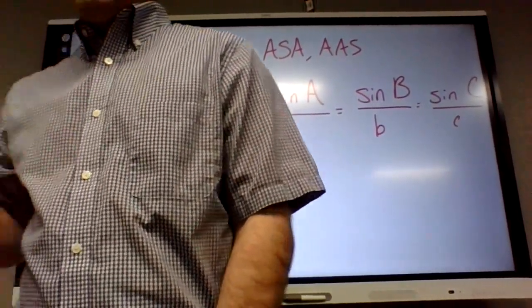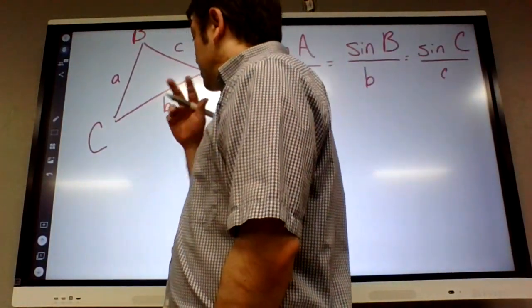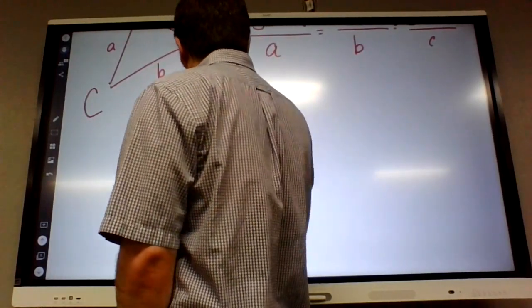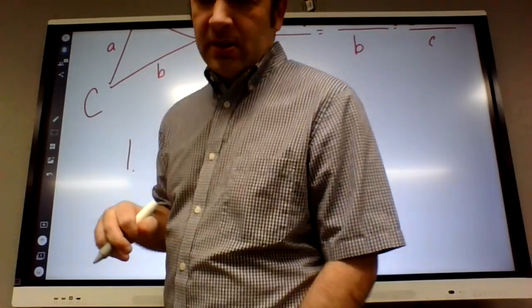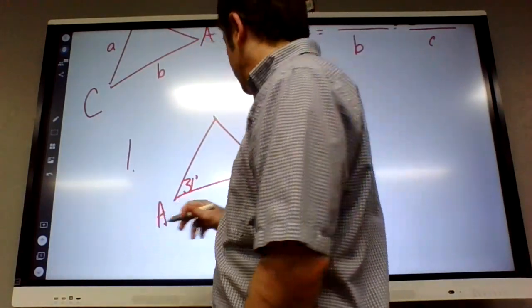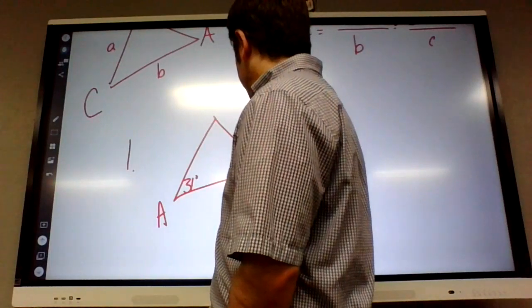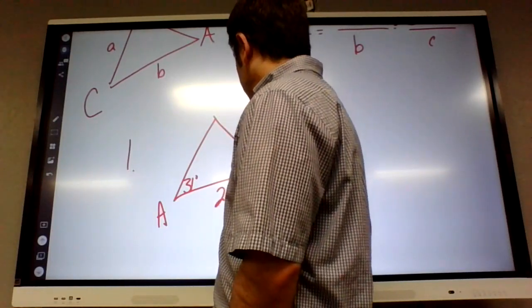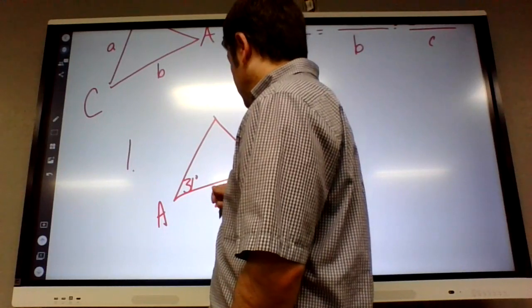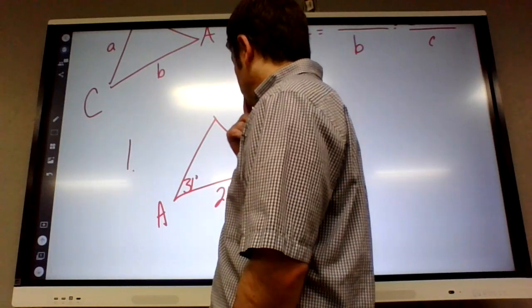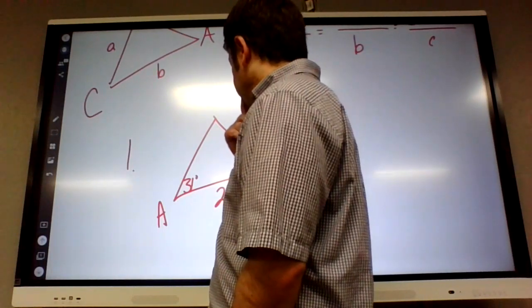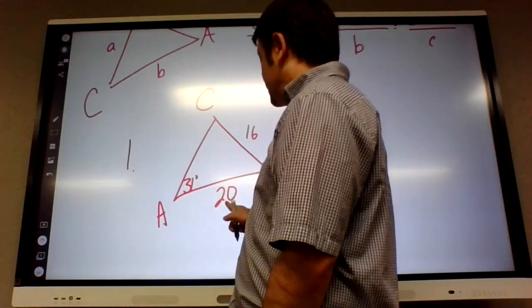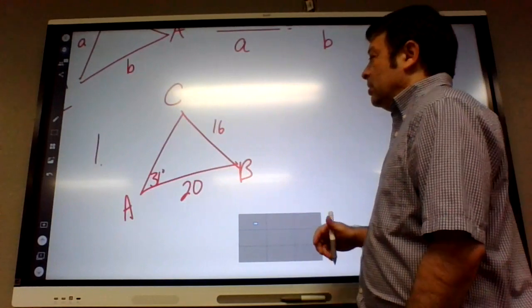Okay, so they don't draw the picture for us. Angle A is 31. I don't really need a picture, but I'll go ahead and draw it. C is 20 and side A is 16. Okay, I'll just call this 16. Oh, wait. Side, angle. Yeah, that does work. Okay, they call this C, so they call this side C, so I'll call this angle C.